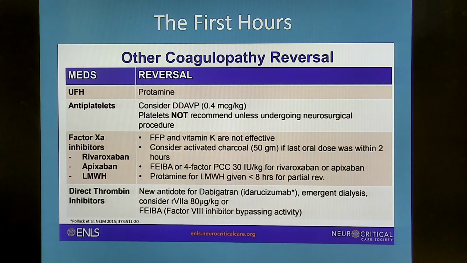Here's a table outlining other agents to reverse medications impacting coagulation. For heparin, protamine, consider DDAVP for antiplatelet agents. And then for factor Xa inhibitors, you can see some of the ways to reverse them here. There's also direction for dealing with direct thrombin inhibitors as well.